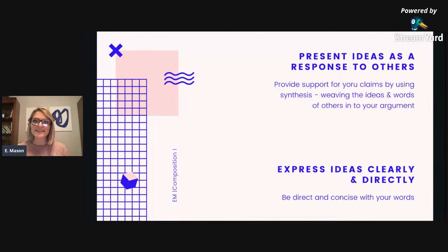And express ideas clearly and directly. So be direct and concise with your words. Same thing as I said earlier, just make sure you are clear and to the point. If you're not clear, then your reader will be kind of in the fog trying to figure out what exactly it is that you want them to see or know or understand.